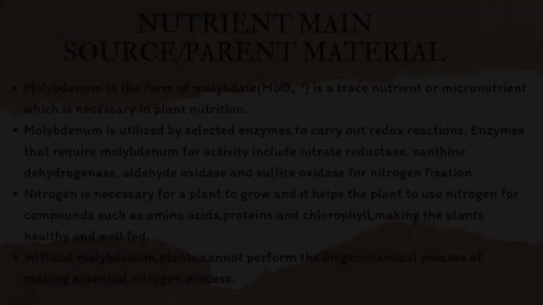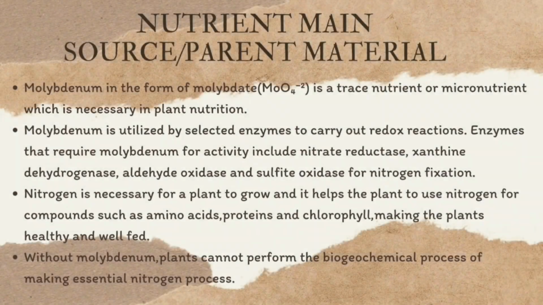For the nutrient main sources, molybdenum in the form of molybdate is a trace nutrient or micronutrient which is necessary in plant nutrition. Molybdenum is utilized by selected enzymes to carry out redox reactions. Enzymes that require molybdenum for activity include nitrate reductase for nitrogen fixation.